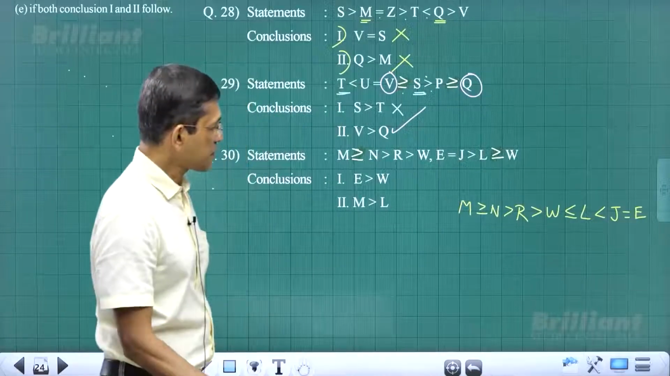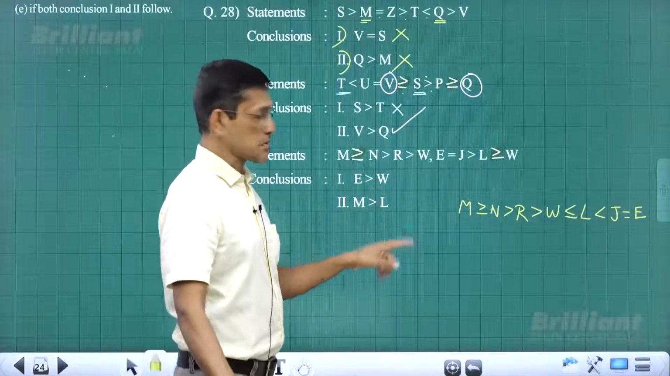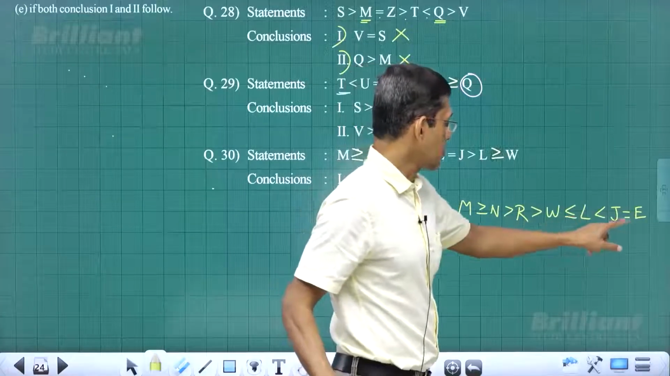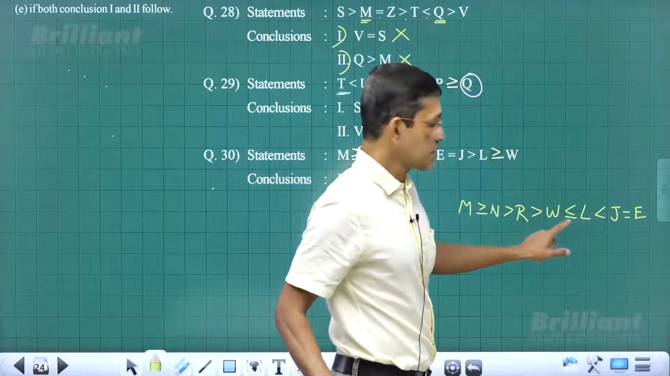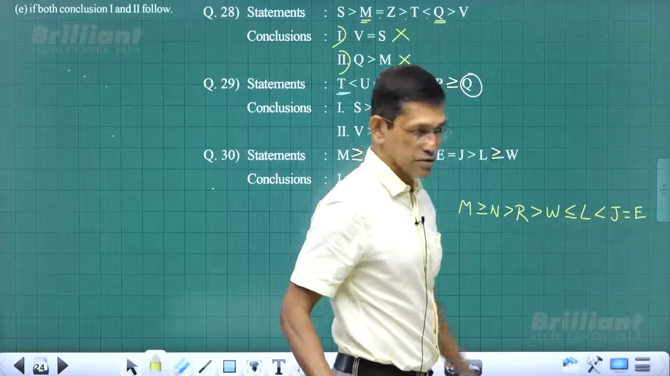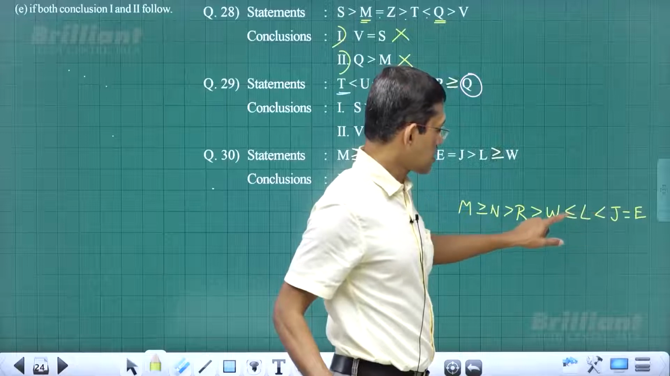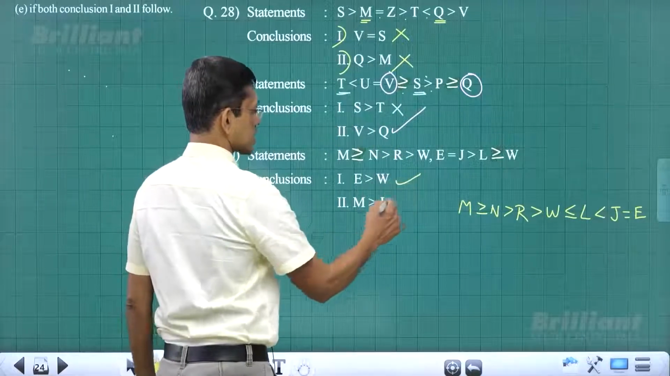Once you get the combined form of the statement, look at the conclusions. E is always greater than W. E is here and W is here. E is always greater than W. Yes, look at this. Between E and W, there is no contradictory symbol. It's less than or equal to, less than and equal to. No contradiction. So W must be always less than E, or E is always greater than W.